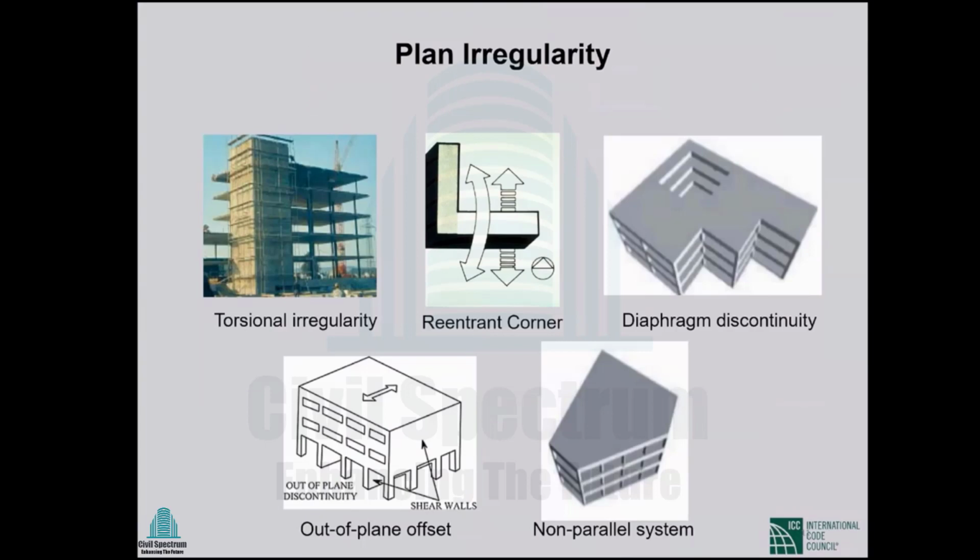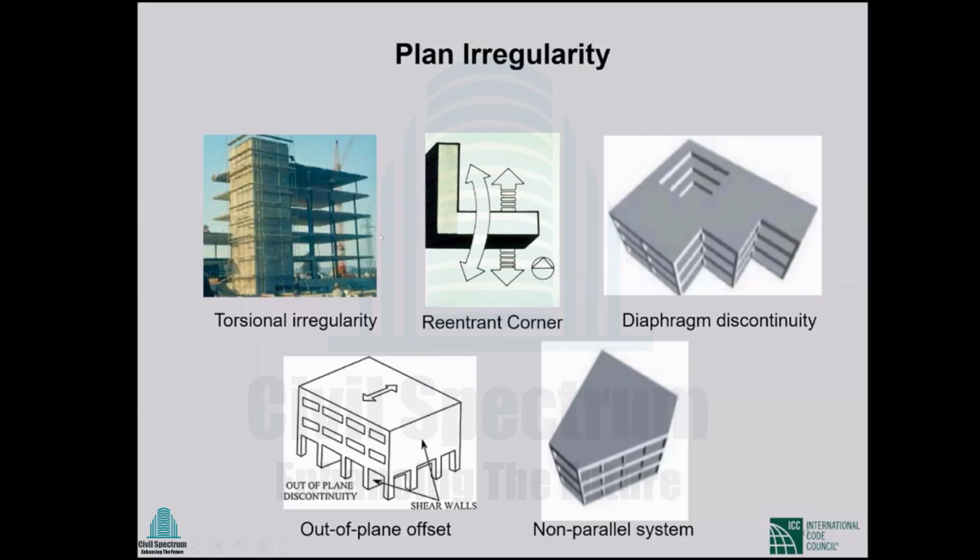Regarding plan or horizontal irregularity, one example is torsional irregularity. If we place shear walls in an eccentric way, then that causes torsional irregularity. For example, in the picture, you can see the shear core, which we usually call shear core, that is placed at one corner of the building.